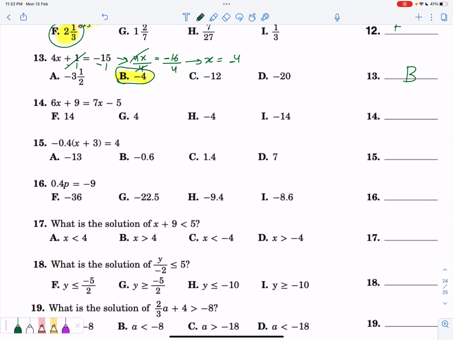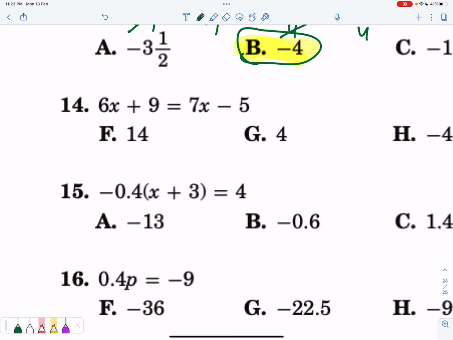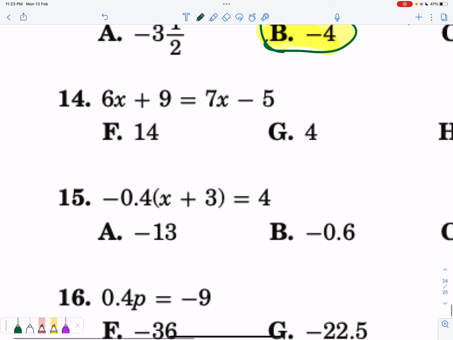Okay, then we have question 14. We have 6x plus 9 equals 7x minus 5. Okay, here if you can see, we have the variable on two sides. So this means I need to keep the variable only on one side. So I will subtract the 6x from both sides, so I can keep it only on one side. I subtract the smaller term, which is 6, because 6 is less than 7. So I will cross that. This means here we just have the 9 left.